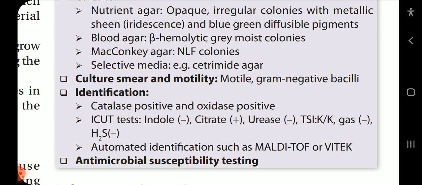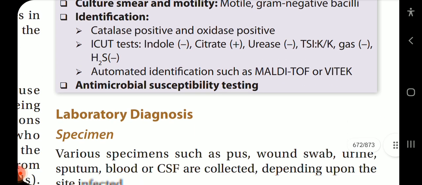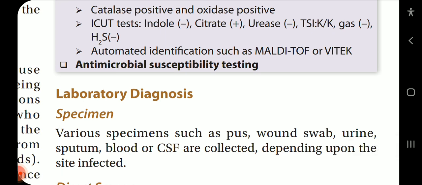For identification: catalase positive and oxidase positive organism. ICUT test: indole negative, citrate positive, urease negative, and triple sugar iron tests, gas negative, and H2S is also absent. Automated systems such as Mallet Toph or Vitek and antimicrobial susceptibility testing can also be done.